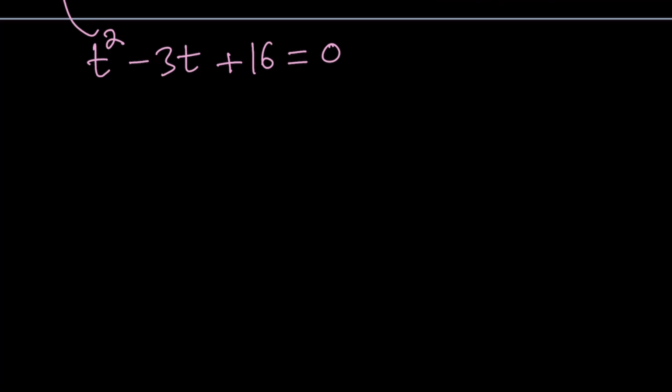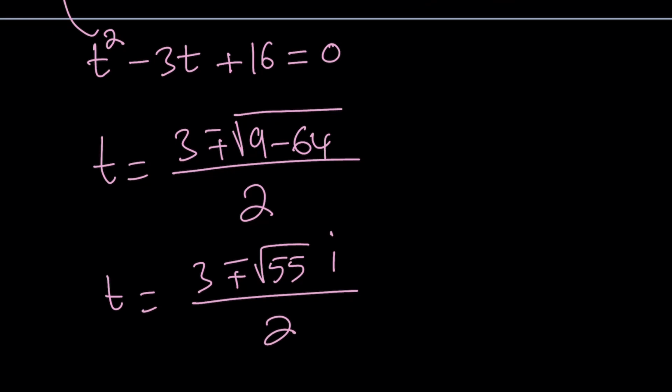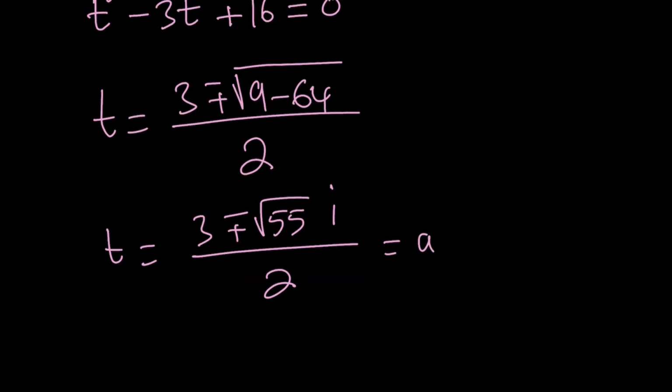Makes sense? So from here, t becomes negative b plus minus the square root of b squared, 9 minus 4 times 16. You're like, what? Okay, t is not real. So t becomes 3 plus minus root 55i divided by 2. But what is t? t represents a or b, right? So this is a or b. Since they're interchangeable, let's just focus on a for now. Notice that our equation is symmetrical.